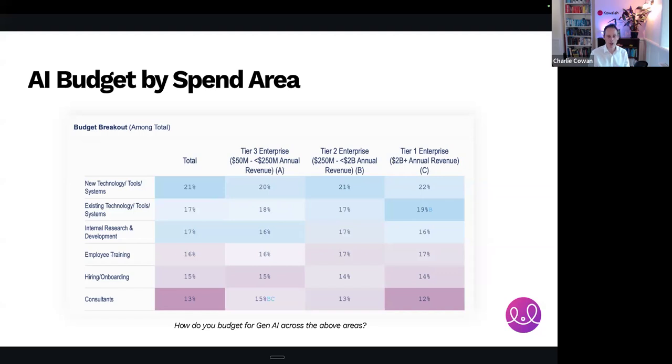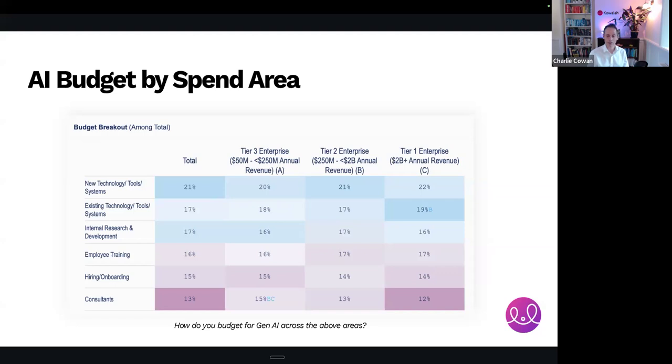Now, the rows show where they're spending their AI budgets, and the top two rows are spending on technology. So either new tech that they're buying in, AI tools, platforms, data, and workflow tools. And then the second row is existing technology. So this is buying in modules that they're adding on to Salesforce, to HubSpot, to other tools that they have got. Now, what I find interesting here is that those are the largest two, and you're talking about 40% of the budget is going on technology.